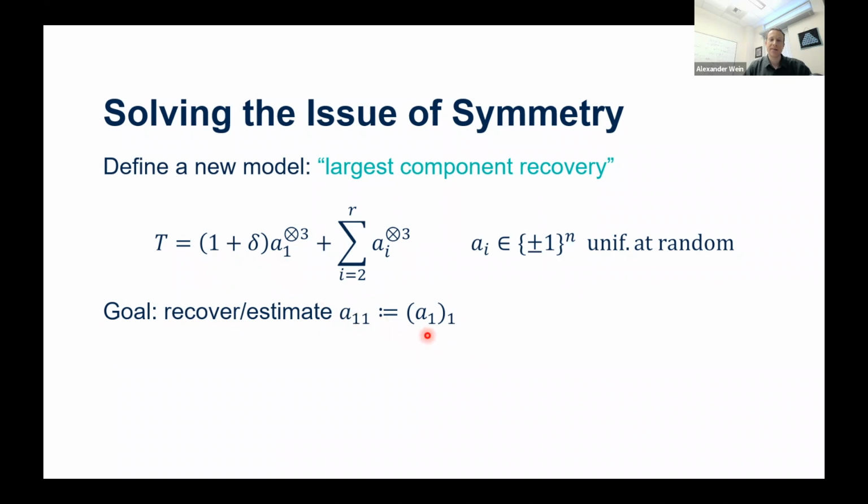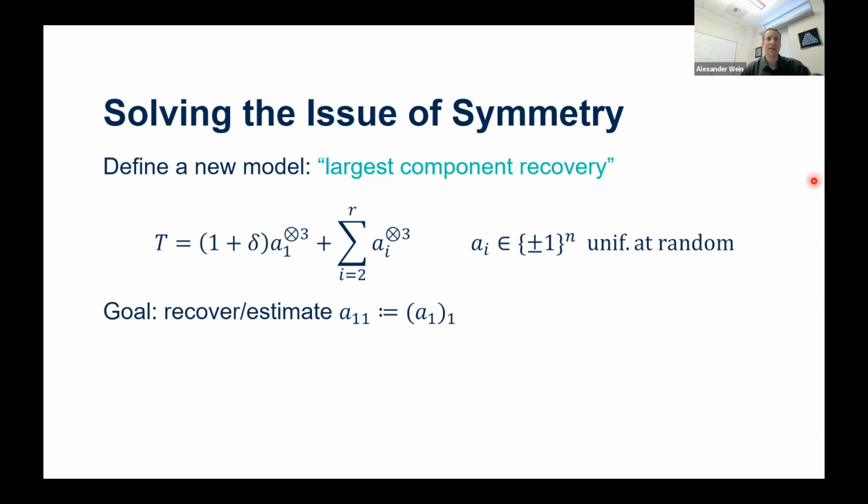In fact, we want to recover the whole vector A1, but really it suffices to think about just recovering the first coordinate of A1. We'll call that A11. The reason is that if I had a way to find the first coordinate, I could do the same thing to find any other coordinate I like, just by the symmetry of the problem.